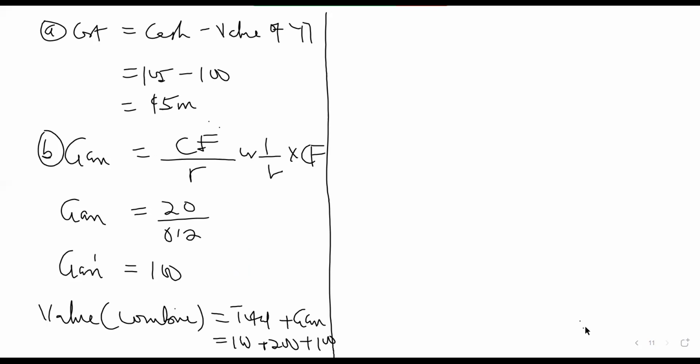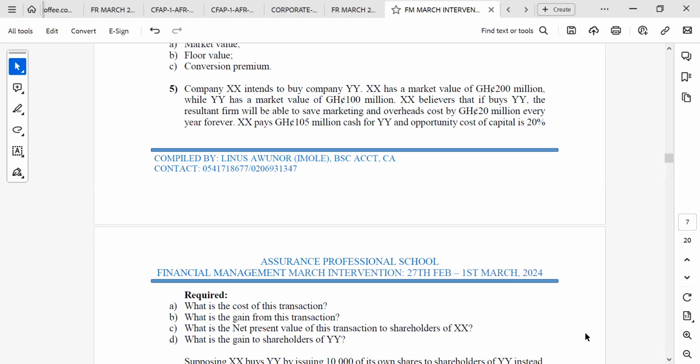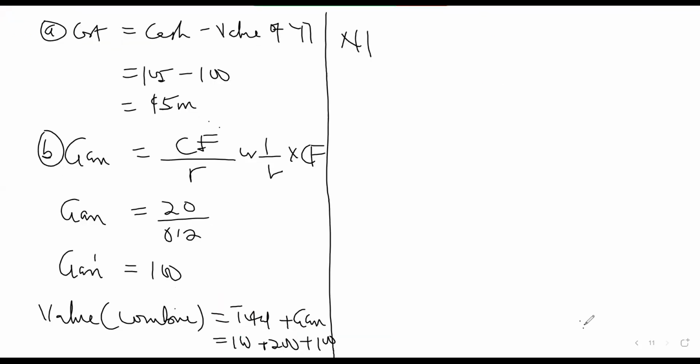What's the gain from this particular transaction? We have done that. What is the net present value of this transaction to the shareholders of XX? Okay. So the net present value is calculated as the actual gain that is coming from this particular transaction. You see that the gain that the company will be getting is 100, isn't it? The gain that the company is getting is 100. But they are paying 105 for 100. It means that they are incurring a cost of what? 5 million.